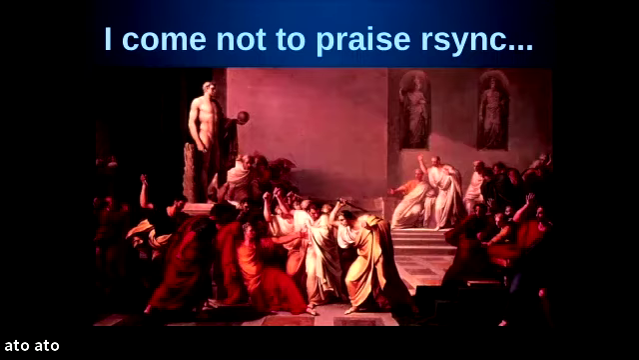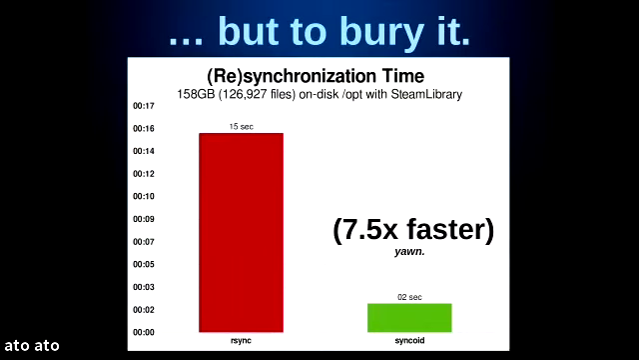All right, so I told you how much I love rsync, but I come not to praise it, but to bury it. This is pretty much an example of the best case workload for rsync. This is a 158 gigabyte directory. This is actually my on-disk opt Steam library on a Linux machine. And if I don't make any changes to my 158 gig Steam library and I want to back it up with rsync, it takes 15 seconds because you've got to stat all the individual files in that 158 gigs worth of data.